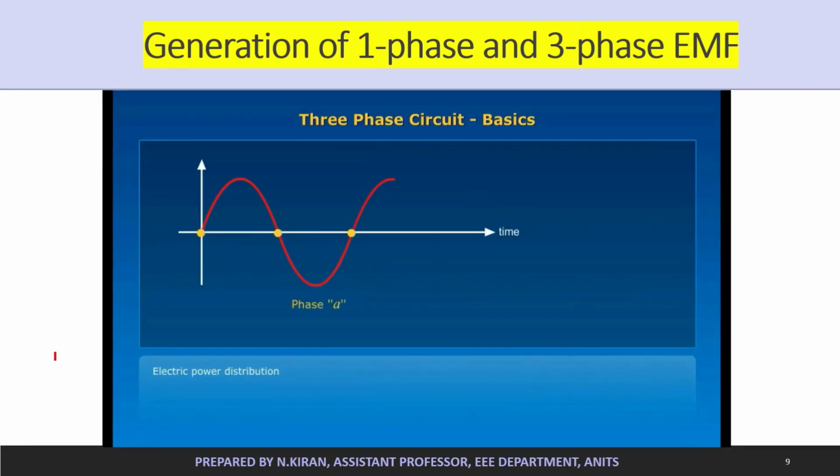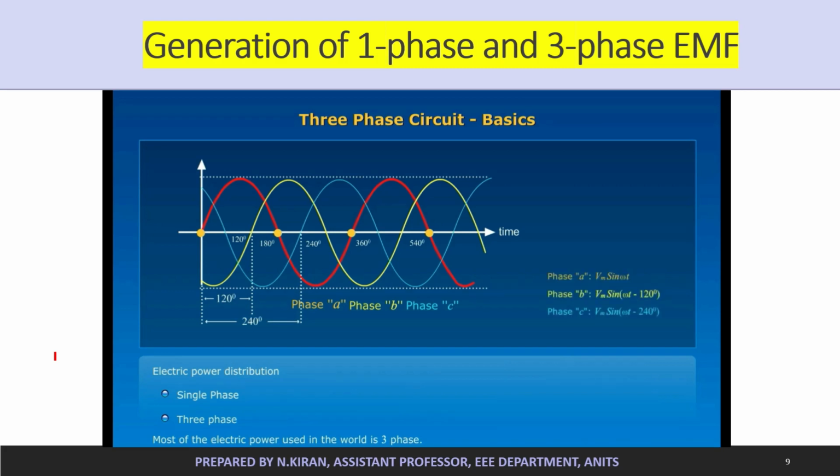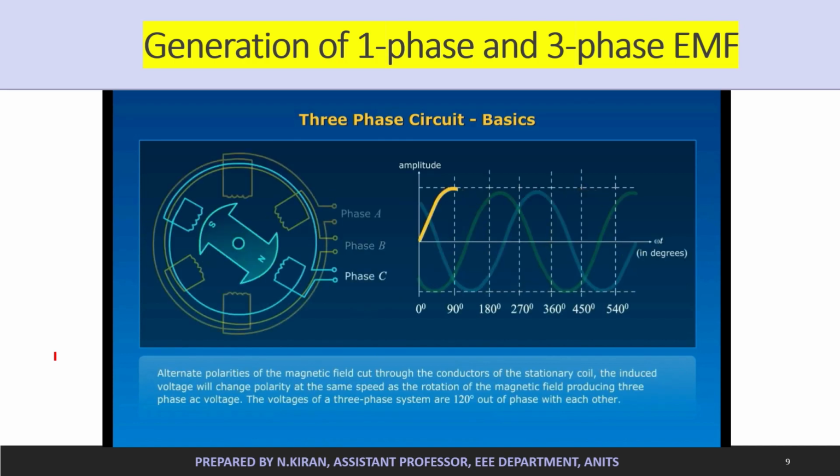Electric power distribution is generally done in two ways. One is single phase and the other is three phase. Most of the electrical power used in this world is three phase. So in practice, how are single phase as well as three phase generated? Single-phase AC is generally produced by rotating conductors, as you can see, in a uniform magnetic field, as shown in the animation. Three-phase AC is generally produced in this manner.